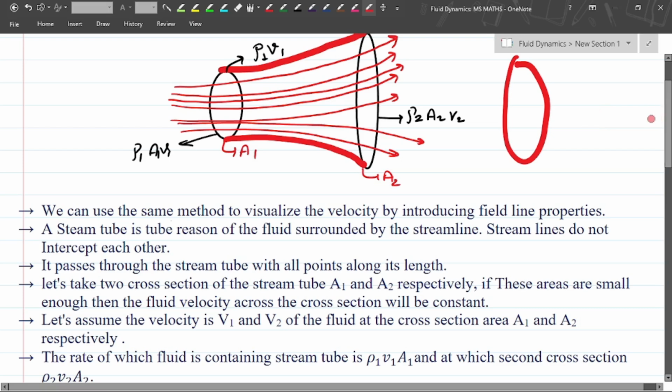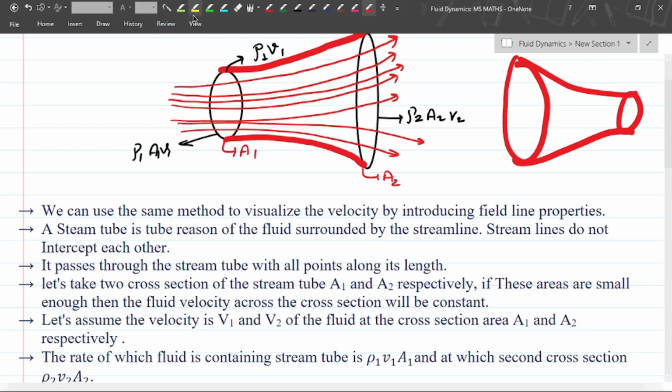Now next will be small. So from here to here, the velocity of the fluid will increase due to the small area. In this case, we have taken it in such a manner that the first is a small area and the second one is a greater area than the first one. So in this case, the velocity will be constant. It will not increase or decrease. Okay, so this is the concept behind this.